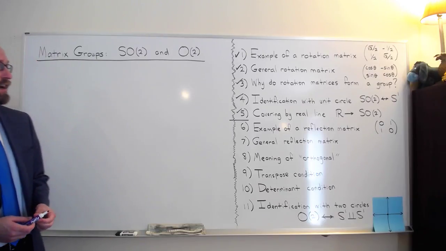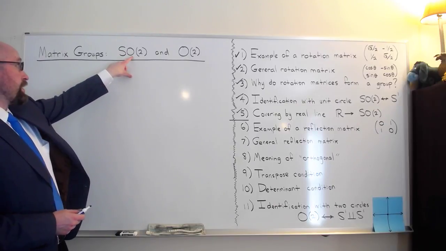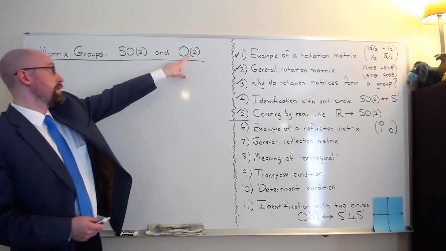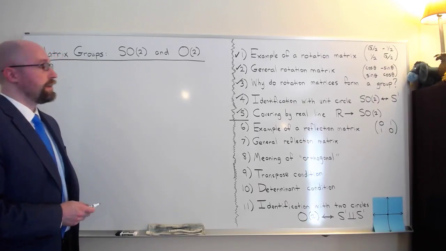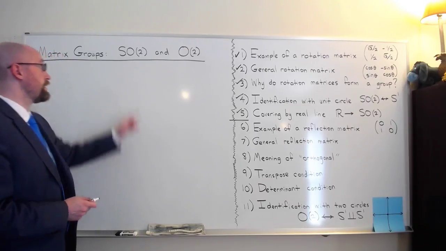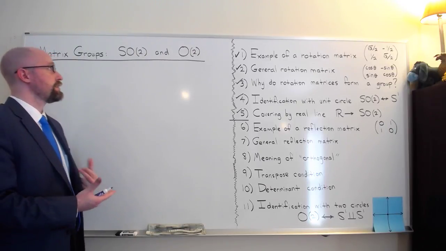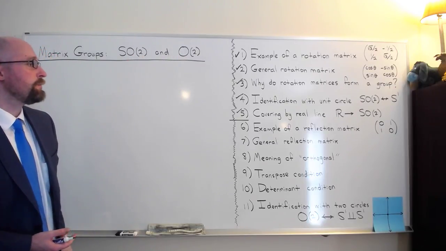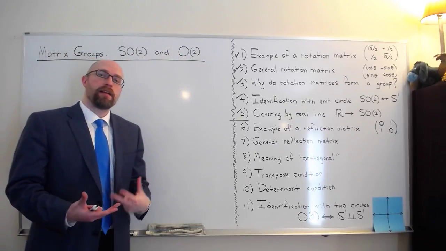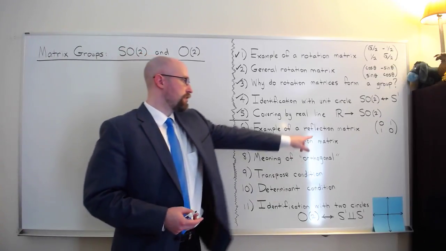Hi, this is video number 6 of this little series on the second special orthogonal group SO2 and the second orthogonal group O2. And in the last video we finished discussing SO2, and we want to now expand the discussion and talk about O2, of which SO2 is a subgroup. And what's being added here is a new type of transformation, and that's what's called a reflection.